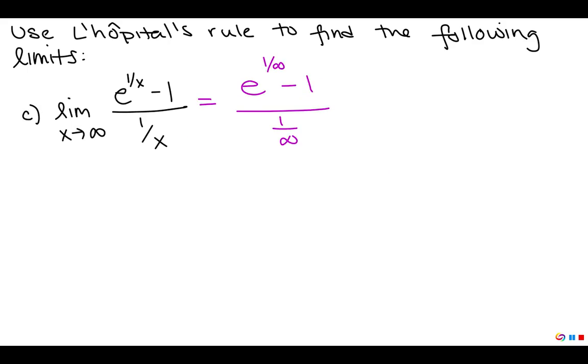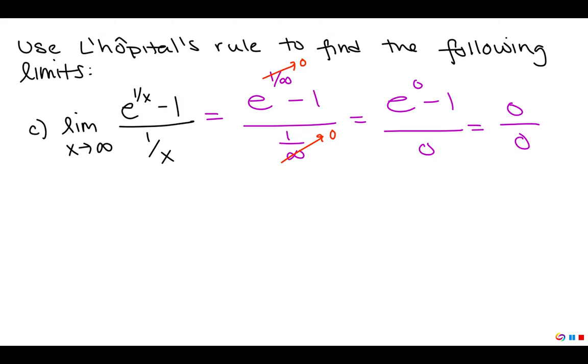Here's another one. Limit as x goes to infinity of (e to the 1 over x minus 1) all over 1 over x. If I plug the infinity in, I get e to the 1 over infinity minus 1, over 1 over infinity. And recall from a couple of sections ago, when we have a finite number like 1 over infinity, that's always going to go to 0.